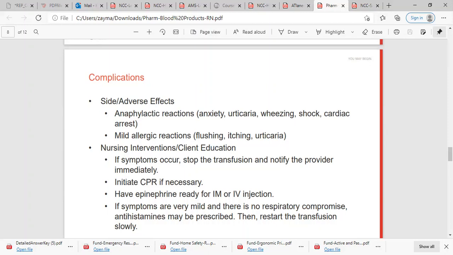And gosh, I'm trying to find this information for you guys. Okay, I might just have to photocopy it.